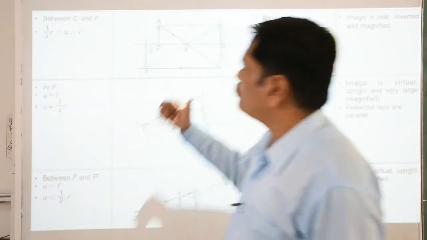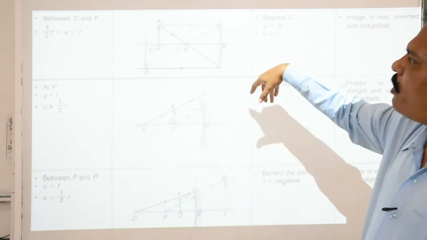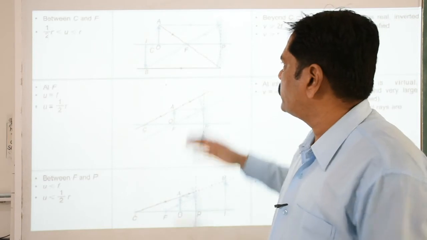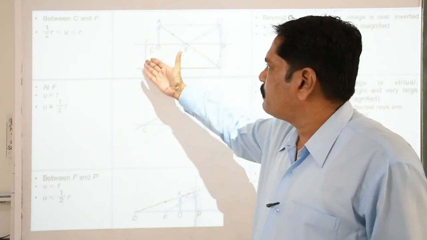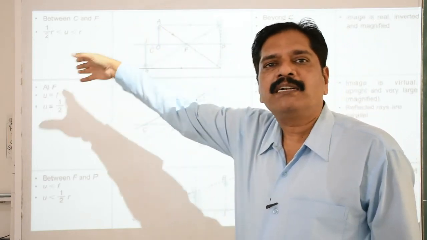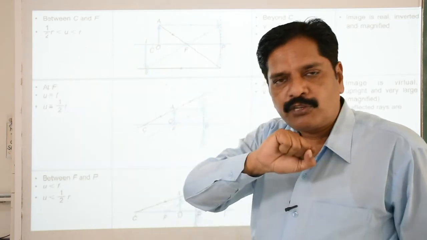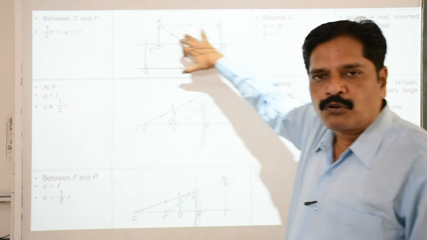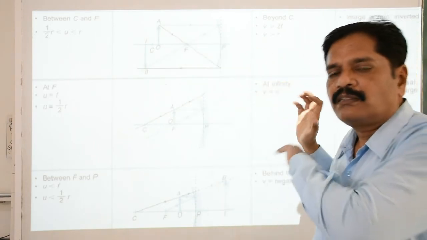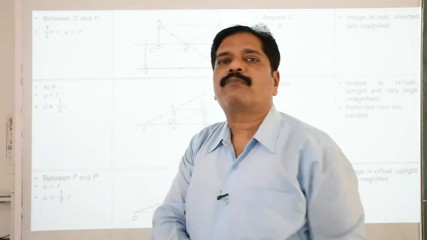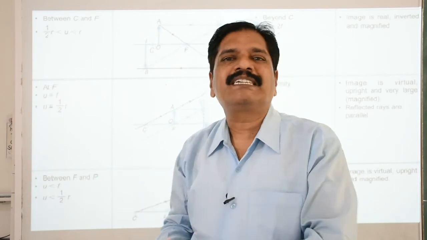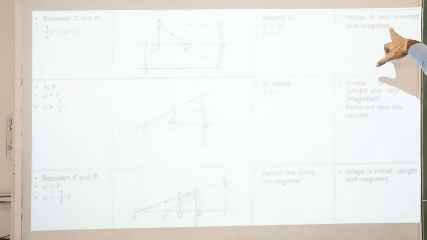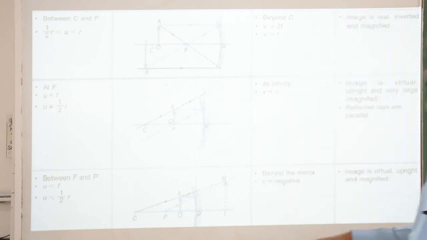Now here we are going to discuss the further 3. When the object is placed between the center of curvature and the focus, you can see that the image is forming behind the focus. Okay, one thing you can conclude very easily: as the object comes close to the mirror, the image goes away from the mirror and also increases in size. Clear? Now, what is this? The image is inverted and magnified in nature.